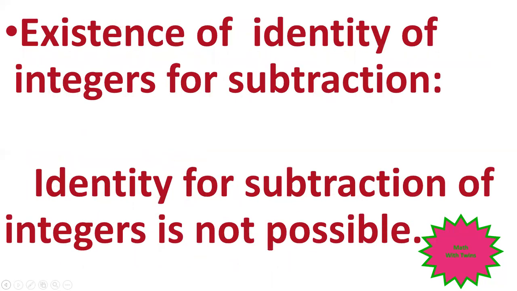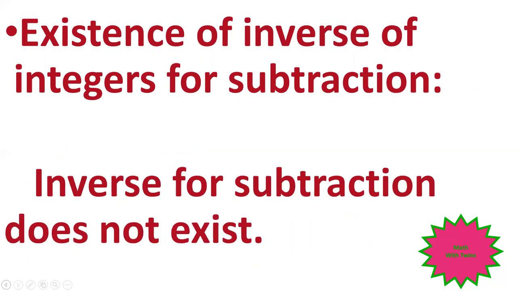Now we have existence of identity of integers for subtraction. It says that the identity of subtraction of integers is not at all possible. Existence of inverse of integers for subtraction says that the inverse for subtraction does not exist.